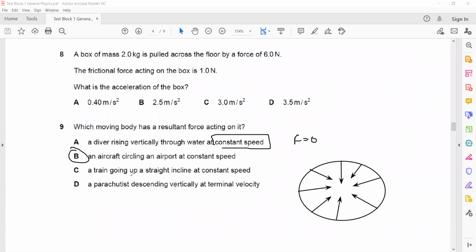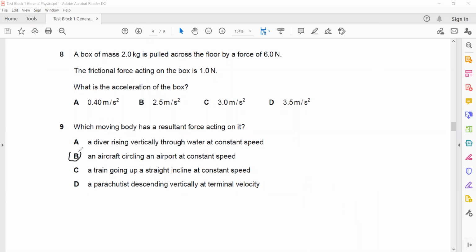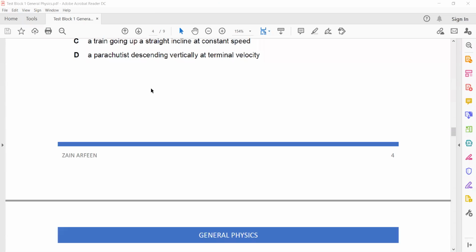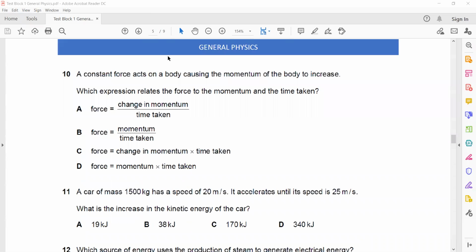A train going up a straight incline at a constant speed, so there is no change in direction. A parachute descending vertically with a terminal speed, no change in direction as well. So resultant force can be there if the object changes the direction or it changes the speed. So B is the right answer, because circular motion is continuously changing direction, so there should be a resultant force.